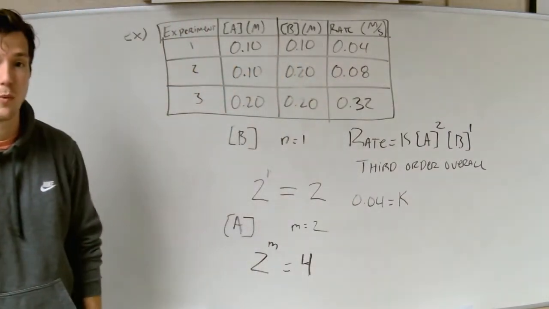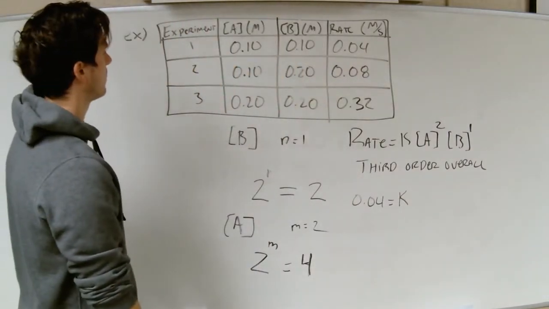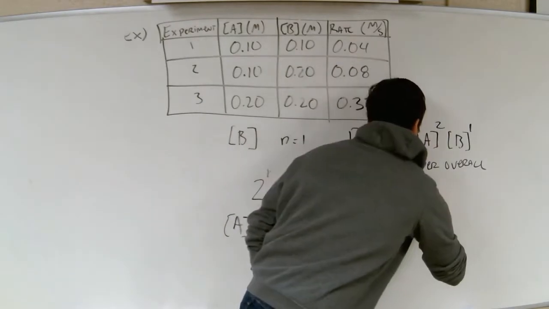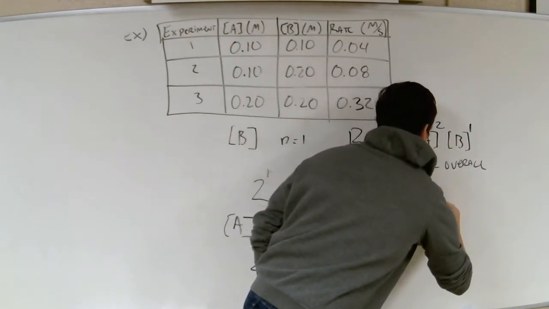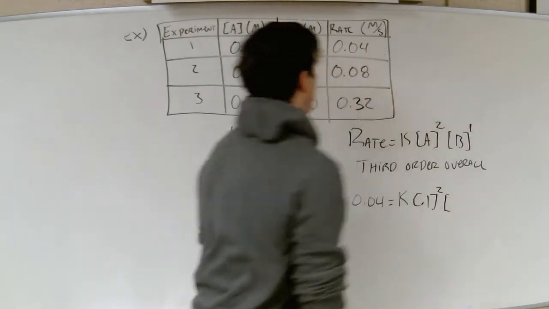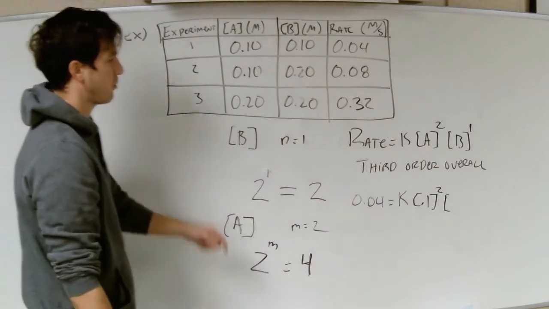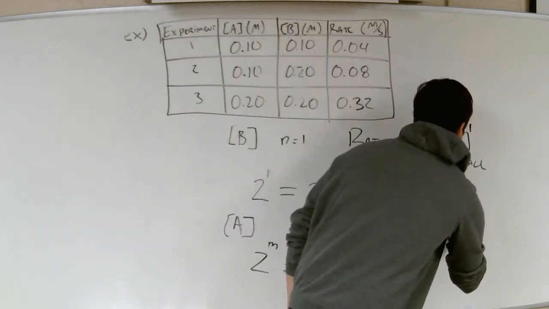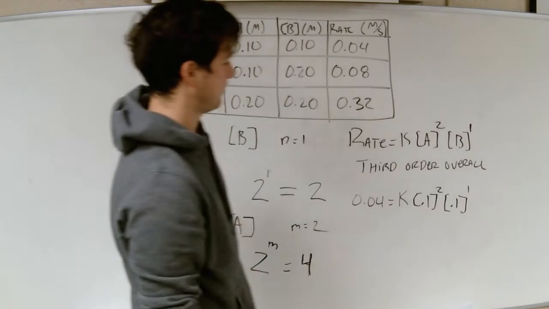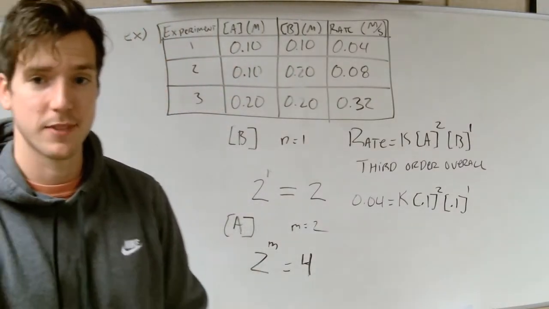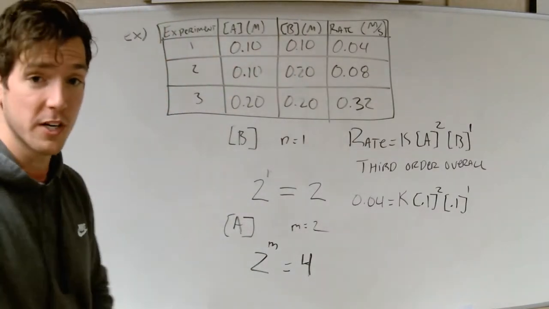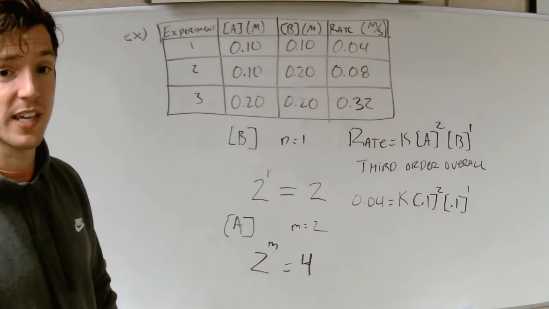K is what we're solving for. Concentration of A was 0.1. Don't forget to square it. And concentration of B was 0.1. And we just got to take it to the 1. No big deal. Okay? So what we're going to do is go ahead and get K by itself.